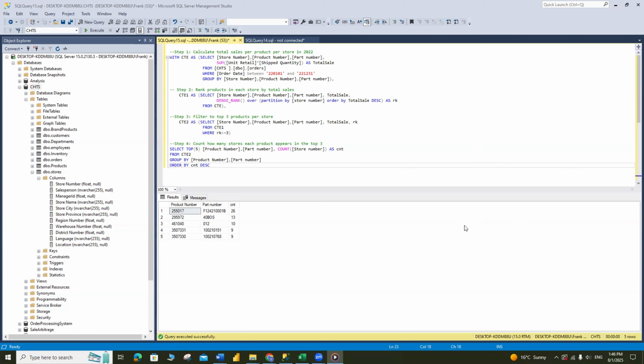That wraps up today's analysis on finding the most popular products across stores using SQL. Try running this on your own sales data. Modify it for monthly trends or categories.